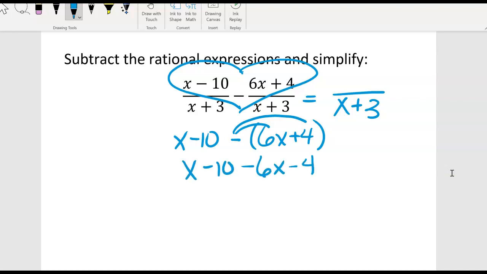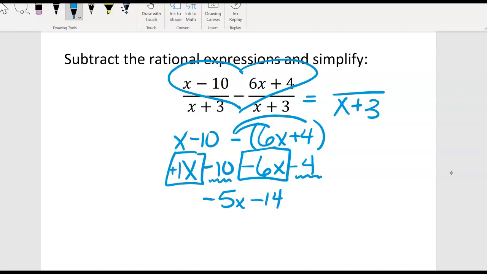Okay, let's look for like terms. I've got a positive 1x and a minus 6x. Again, if there's no number in front, it's a 1. And if there's no sign in front, it's positive. So positive 1 take away 6 leaves me with negative 5 x's. And then my other terms, the ones that don't have x's, these guys are alike. So negative 10 minus 4 is a minus 14. And that is in my answer.